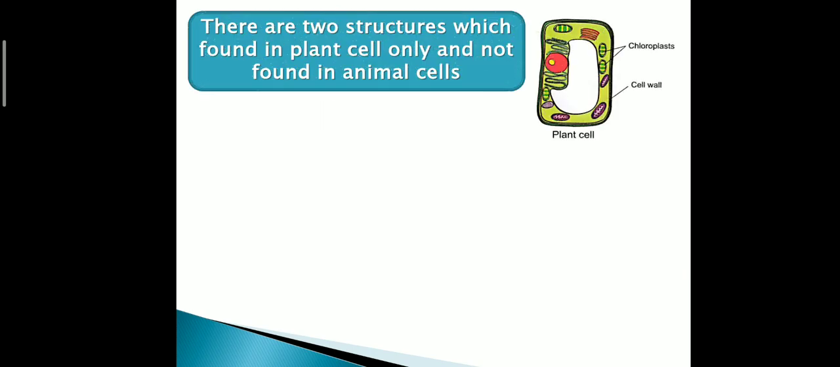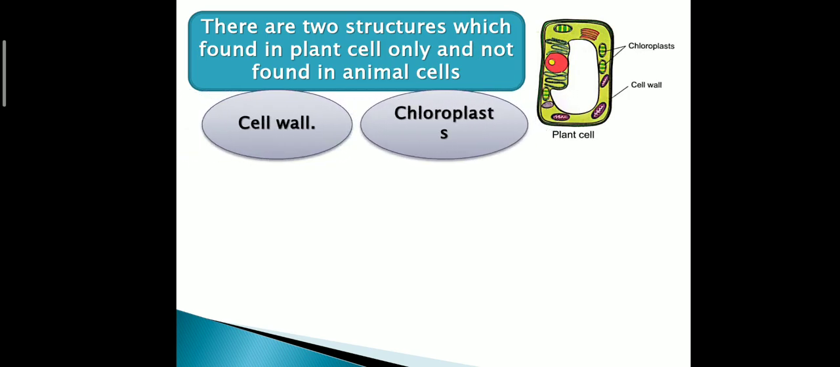Let's talk about the structures found in plant cells only and not found in animal cells. We talked about the parts found in both animal and plant cells. And now we will talk about the parts found in plant cells only. The plant cell has two structures found in it only and not in animal cells, which are the cell wall and chloroplast.